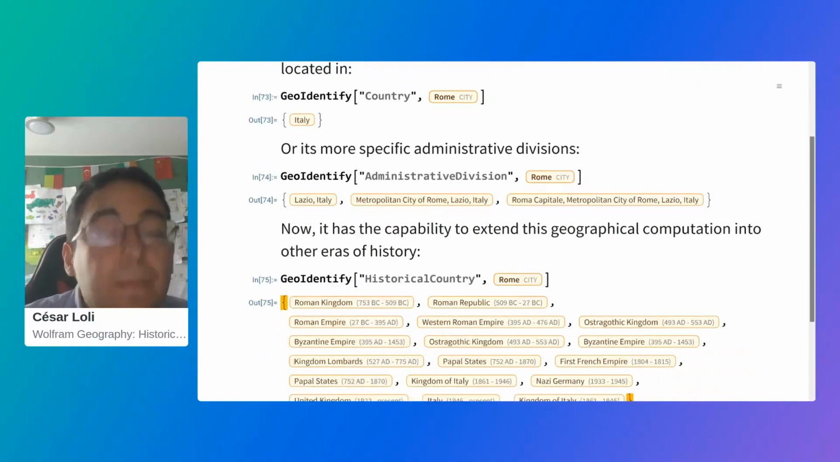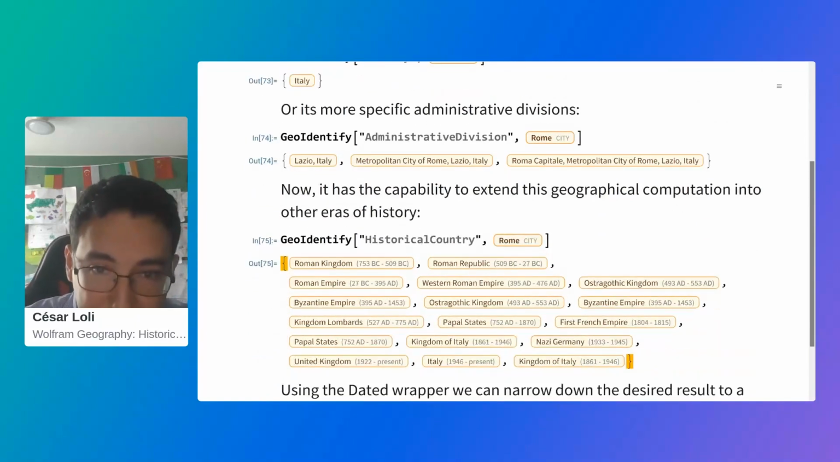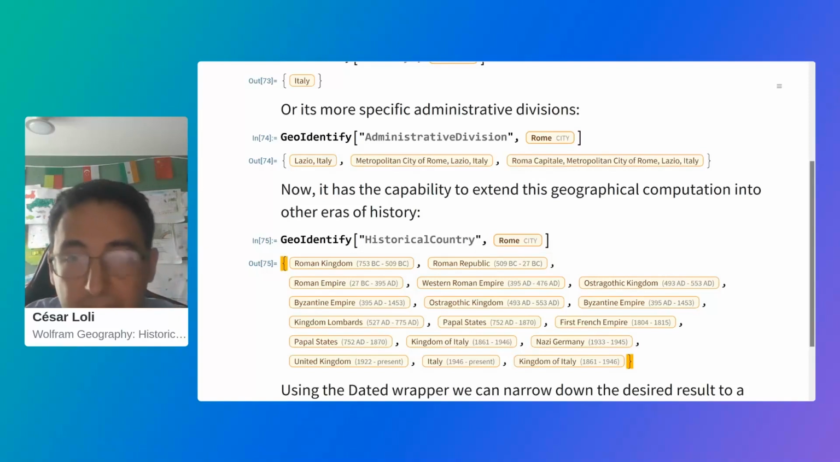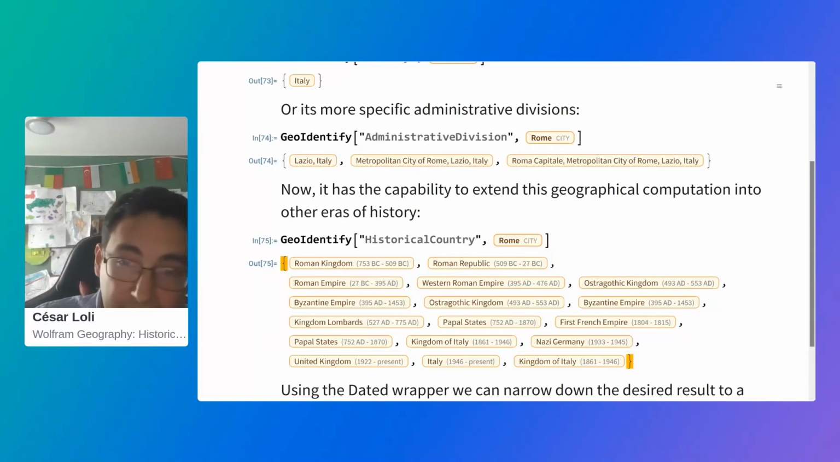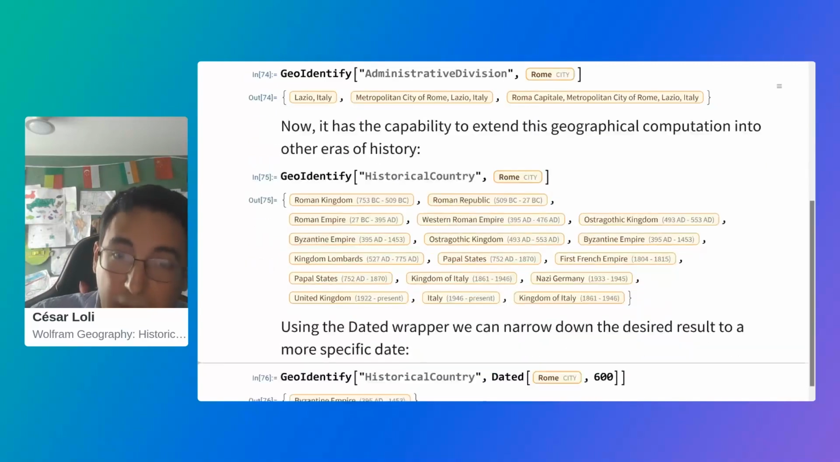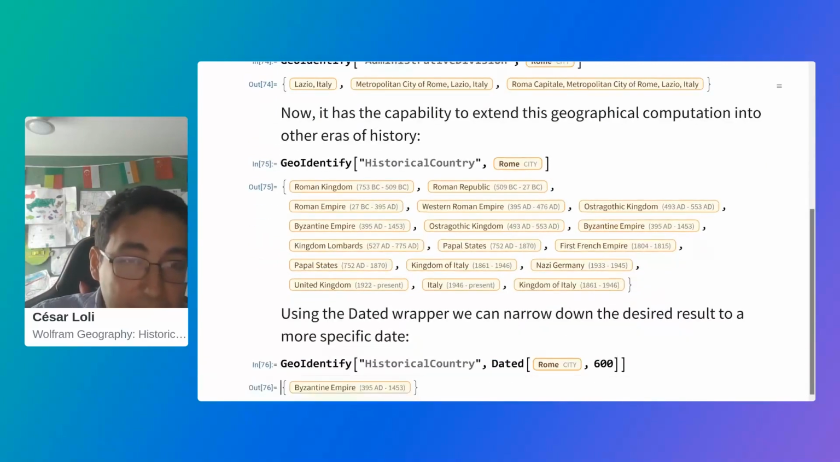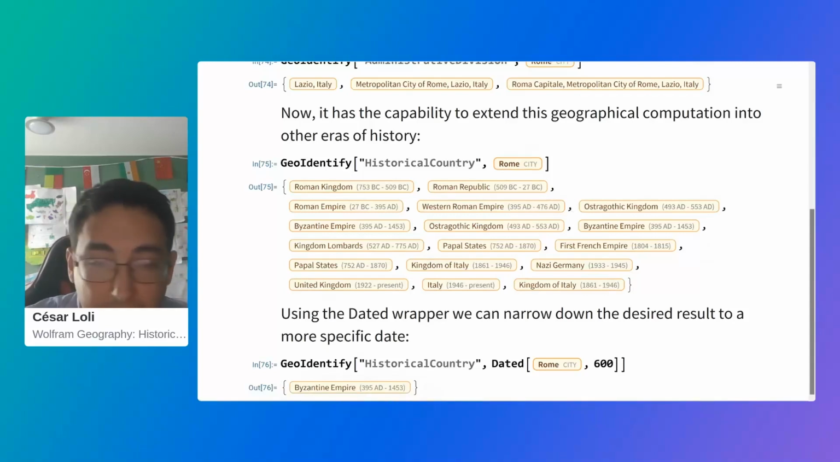this, in the easiest way, to historical countries. Then we can see that these are all the historical countries that have, at one time or another, contained the city of Rome. However, we can use the dated wrapper much the same way as we did with the polygons in order to narrow down the result to a specified date.